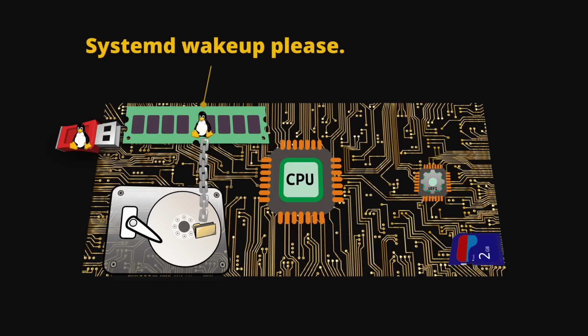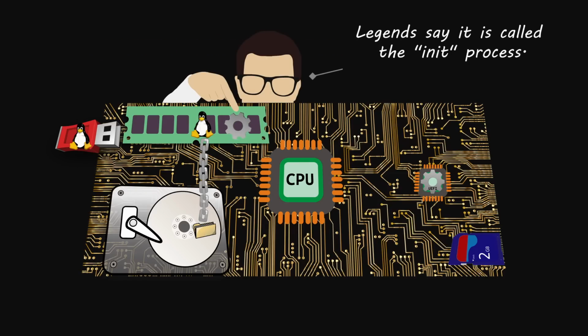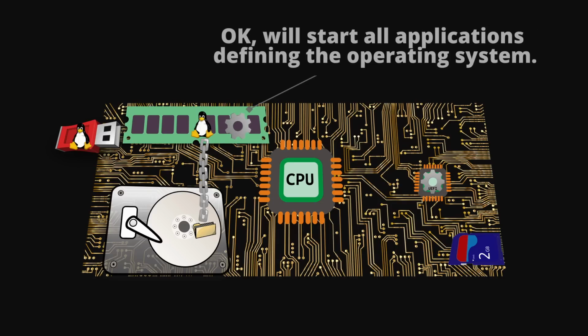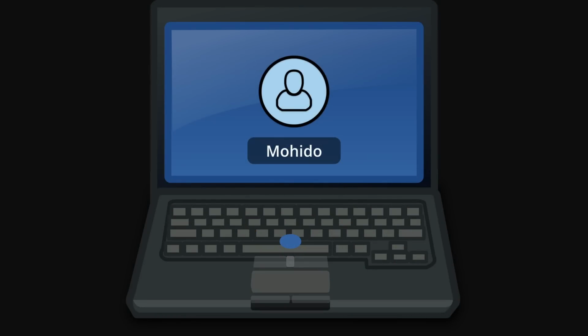Finally, after the kernel mounts the root file system and gets rid of the initramfs, it starts an application called systemd. Now this is important because this application, previously known as the init process, is responsible for starting other applications that are used by the operating system. For example, the graphical user interface, the login screen and login manager, authentication manager, etc. Once systemd starts all applications, finally you are prompted to log in with the user and password.